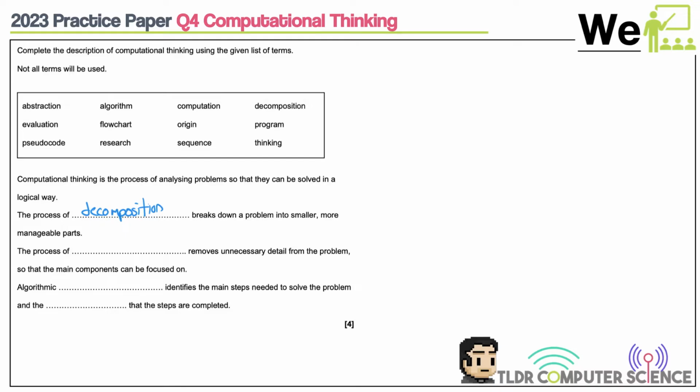Abstraction. What do you reckon? Abstraction it is. Removing unnecessary detail or complexity to focus on the main components to solve. Algorithmic something identifies the main steps needed to solve the problem. I think this might throw people because it's not a term we use that often. We say computational thinking. What do we think might be the answer for this one?